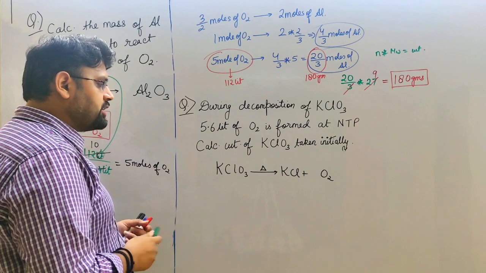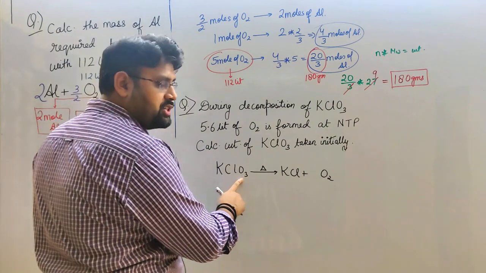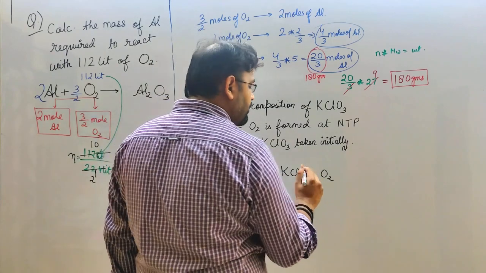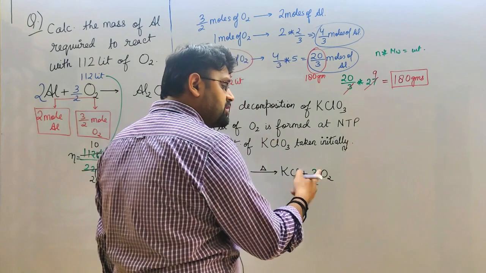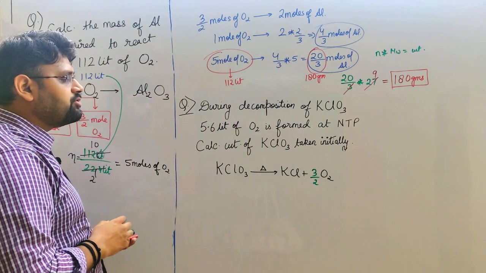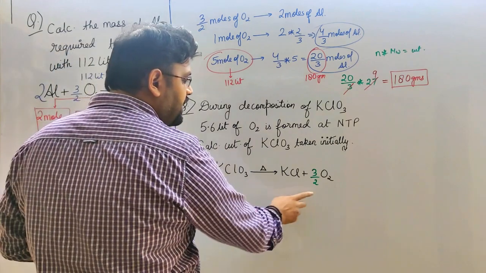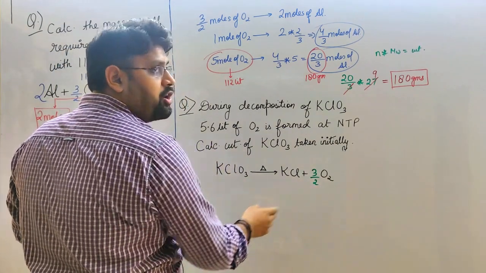Let's see the balancing. Is it balanced? KCl is balanced, but oxygen is not balanced. Here we have 3 oxygen and here we have 2. So what we'll do, we'll multiply it by 3 by 2. 2 and 2 will get cancelled. We have 3 oxygen. Now the reaction is completely balanced. So what are we concerned with? KClO3 and oxygen. We are only concerned with KClO3 and oxygen.